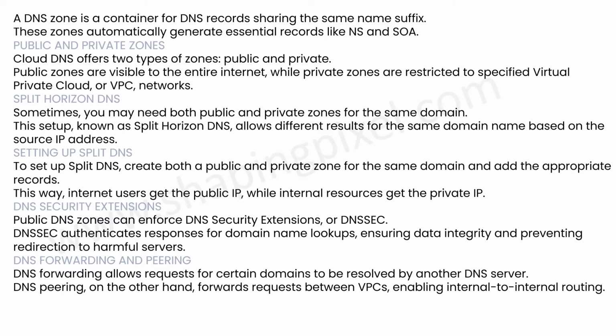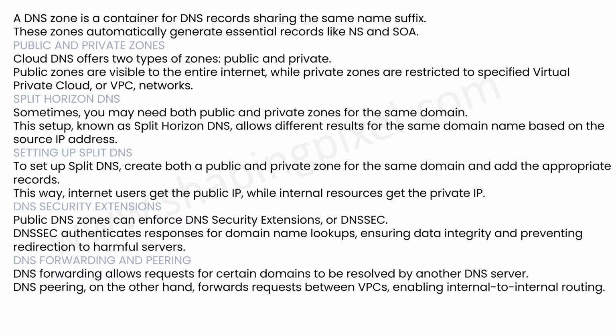Sometimes you may need both public and private zones for the same domain. This setup, known as split horizon DNS, allows different results for the same domain name based on the source IP address. To set up split DNS, create both the public and private zone for the same domain and add the appropriate records. This way, internet users get the public IP while internal resources get the private IP.